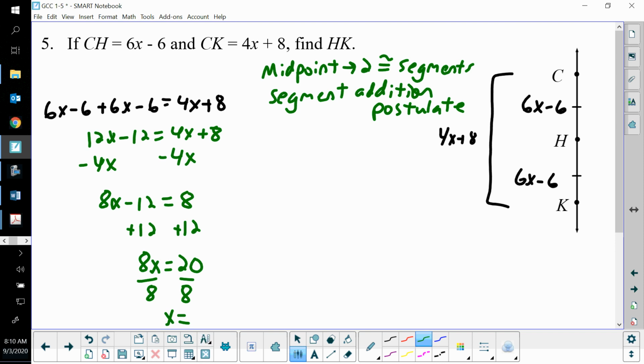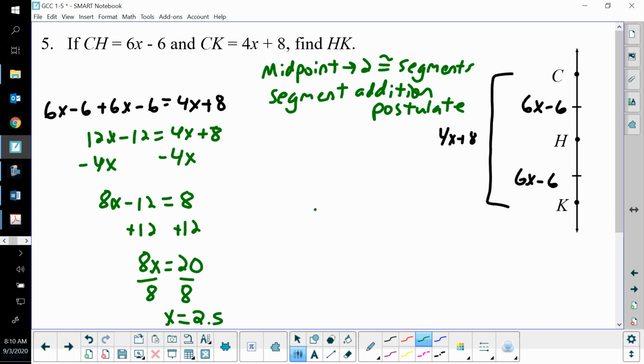Okay, but everything's not always going to work out nice, but it's actually pretty nice. If you do 20 divided by 8, you're going to get 2.5. So that's not too bad. Well, let's see what they wanted. They wanted HK, which was just the little part there.